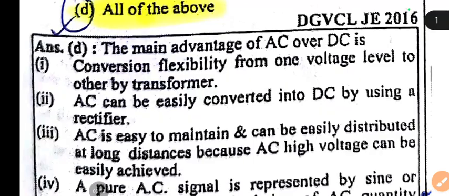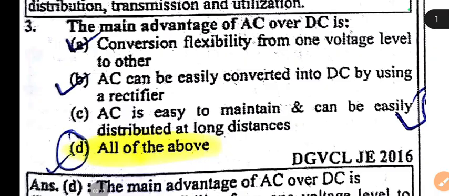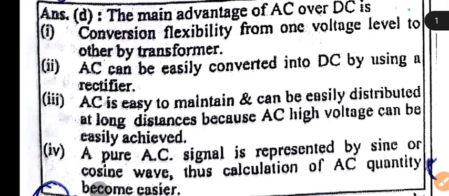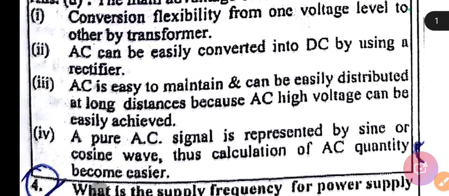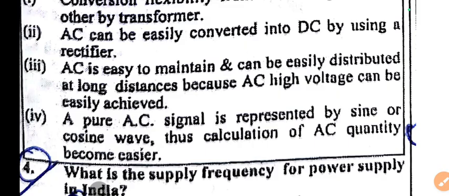Next, the main advantages of AC over DC system. This is the basic advantage of AC over DC system. Now we will move to some factual data. Conversion flexibility from one voltage level to another. AC can be easily converted into DC by using a rectifier circuit. I already discussed this. AC is easy to maintain and can be easily distributed over long distances because high voltage AC can be easily achieved. A pure AC signal is represented by a sine or cosine wave.